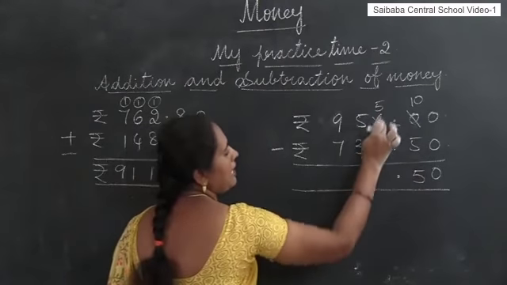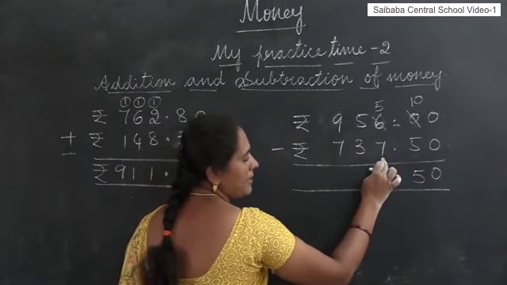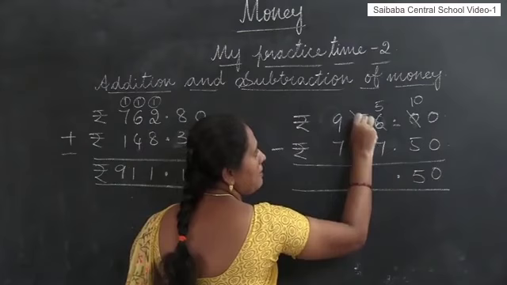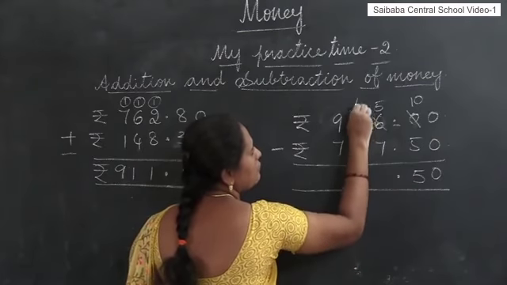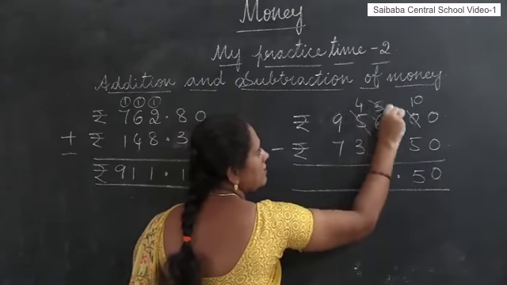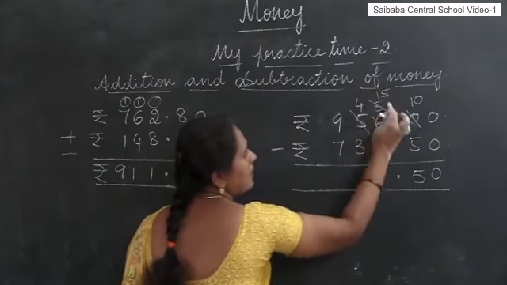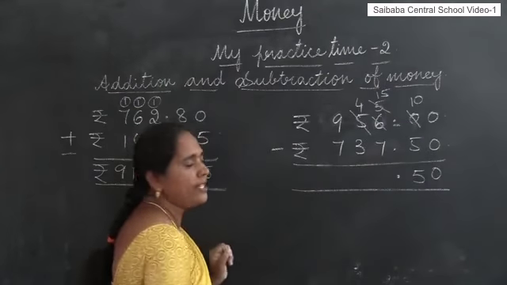Now take 5 and take away 7. Is it possible? Not possible. So borrow from the next place. 5 becomes 4. This 5 is lending to us, so 5 becomes 15. Now 15 minus 7. How much? 8.